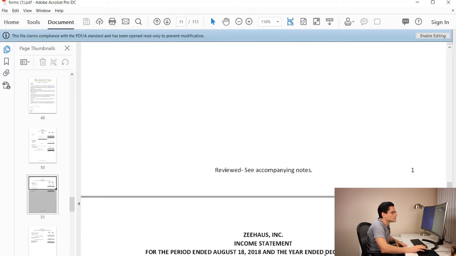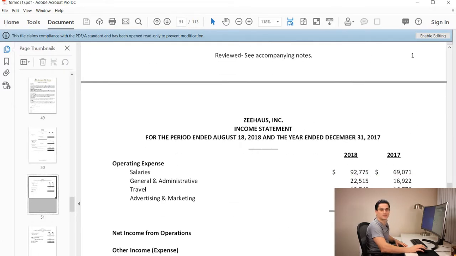No big deal. All right, so looking at the income statement for Z House Inc., I like that they didn't even bother with the income line. It just doesn't even exist. I don't think I've ever seen that. I think companies usually put income and then they put zero or a dash. But I've never seen that there's not even an income line. This is just all expenses all the time. And this is for the period ended August 18, 2018.